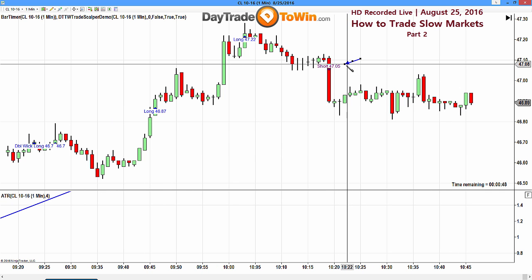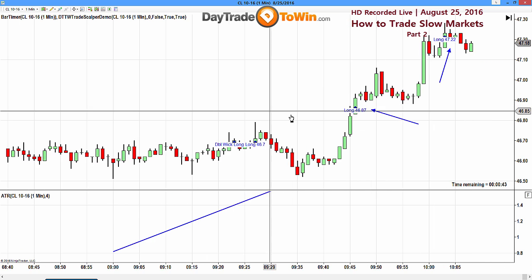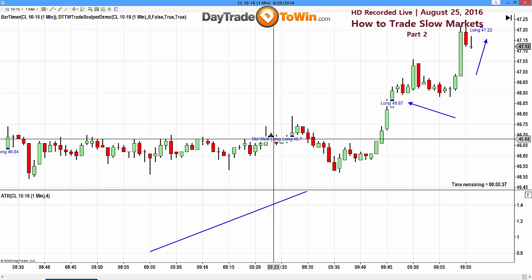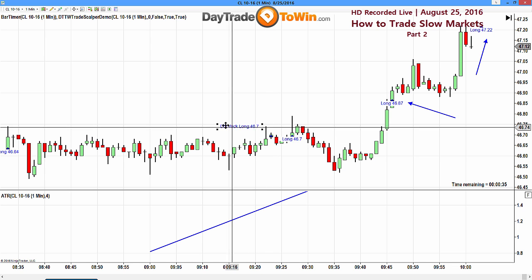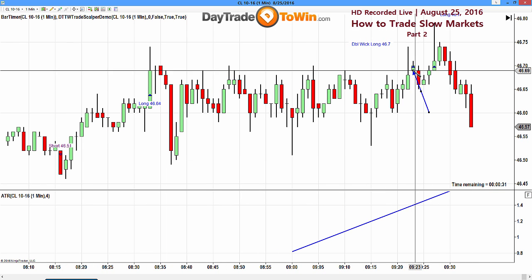Short opportunity, long. There's a few different setups, double wick long as well as the regular long trade. Let me just move this out of the way. So both of these are telling you long here. This is a double wick method.